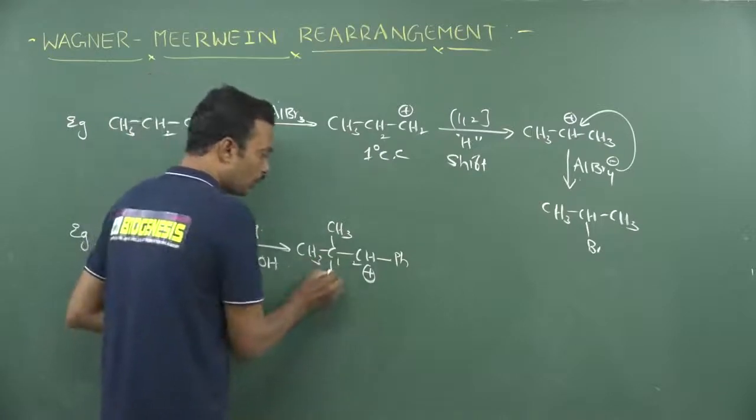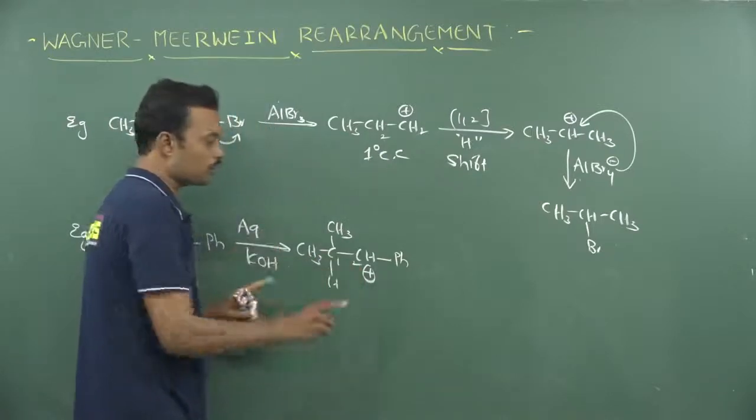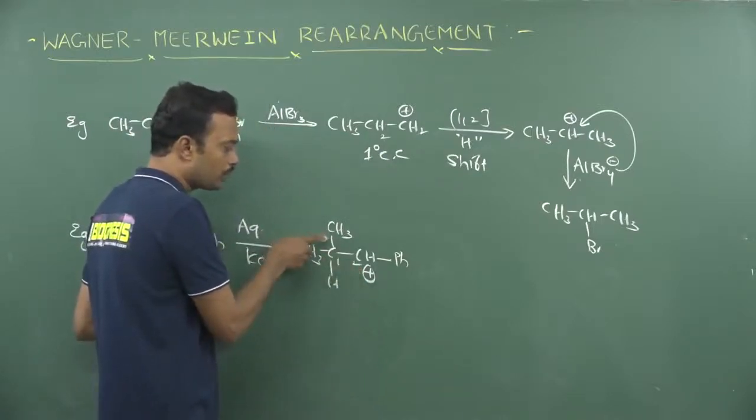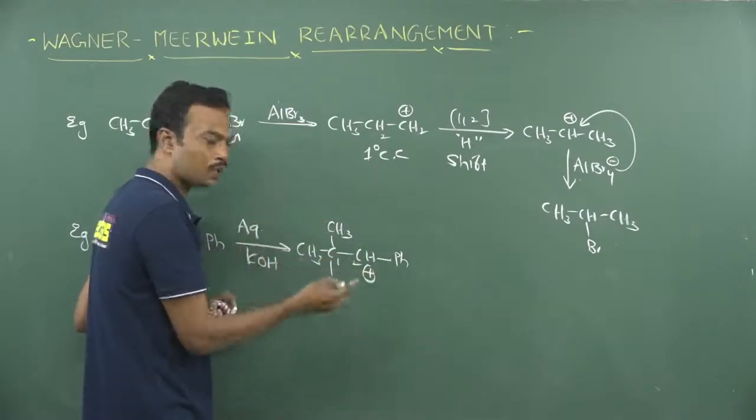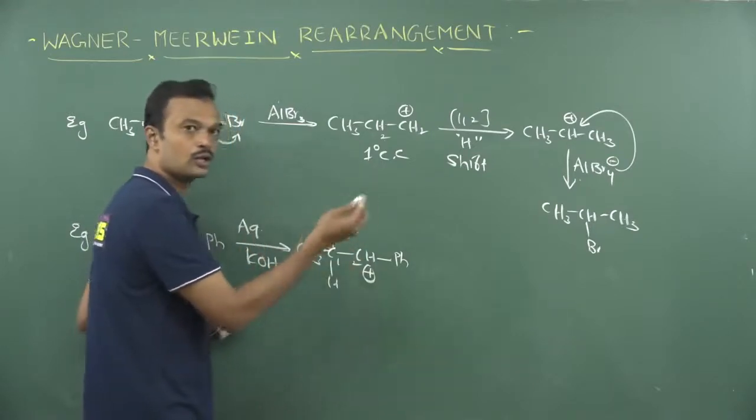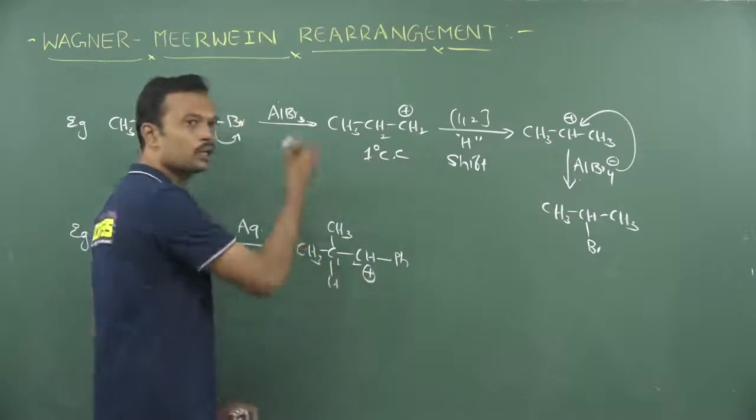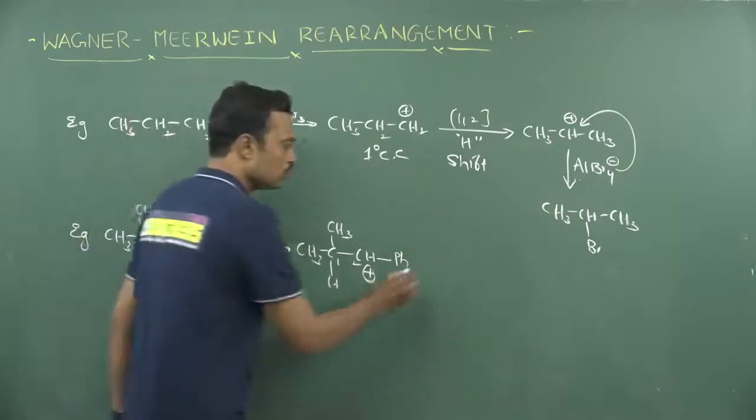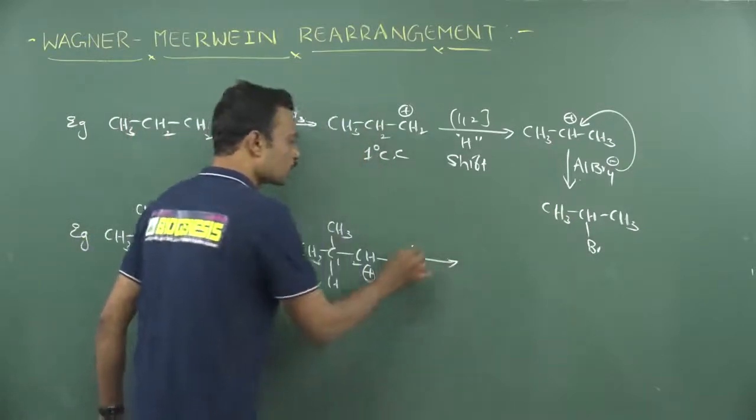So if I migrate here, you will get an unstable one. Why? Because it is benzyl. But if you migrate methyl, still you will get a secondary. Otherwise, if you migrate hydrogen, you will get tertiary. But this is more stable than the migrated products. So finally, we can say there is no rearrangement over here.